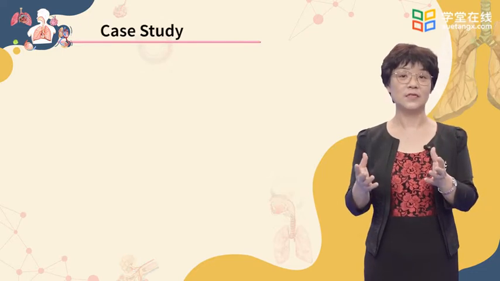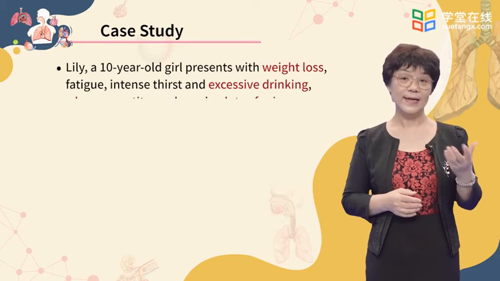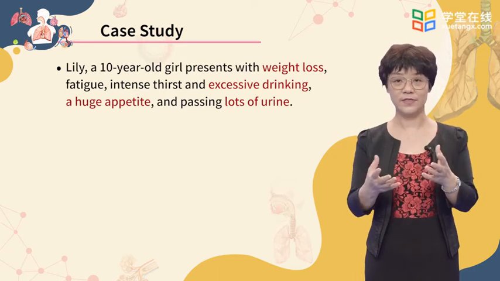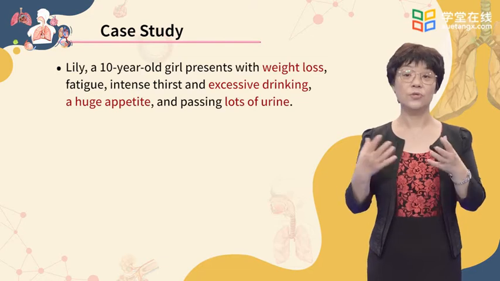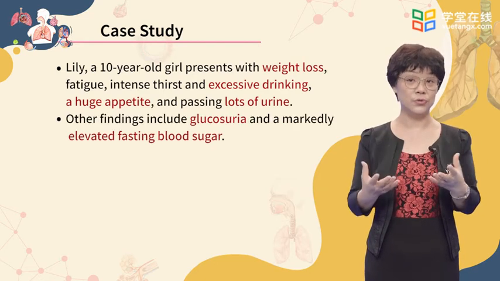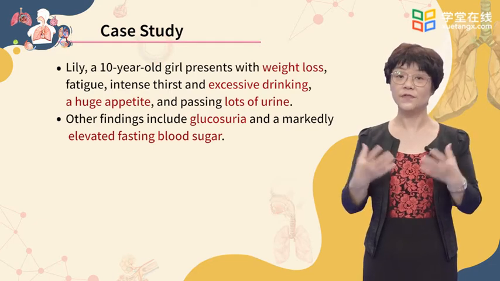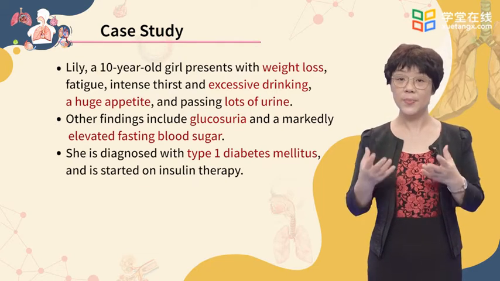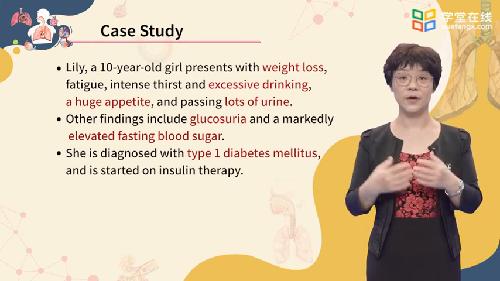As usual, let's start with a case. Lily, a 10-year-old girl, presents with weight loss, fatigue, intense thirst and excessive drinking, a huge appetite, and passing lots of urine. Other findings include glucosuria and a markedly elevated fasting blood sugar. She is diagnosed with type 1 diabetes mellitus and is started on insulin therapy. What are the underlying mechanisms for the patient's clinical manifestations? You will find all the answers when we finish our discussion today.